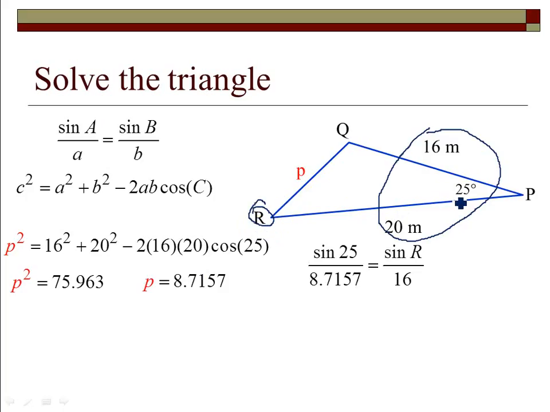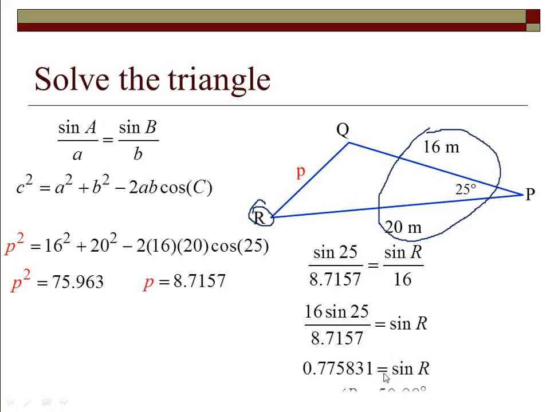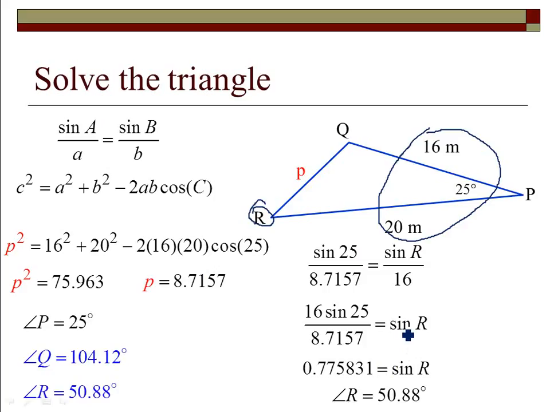So we'll do sine of 25 over 8.7157 equals sine of R over 16. Multiply by 16. Do inverse sine. And I get angle R is equal to 50.88 degrees. Now, if I'm solving the triangle, I've got to find all the missing sides and all the missing angles. I'm going to list them all out. So now my angles are 25 degrees for angle P, that was given. Angle R we found to be 50.88. And then again, I can add those 2 together and subtract them from 180 to get 104.12 for angle Q.